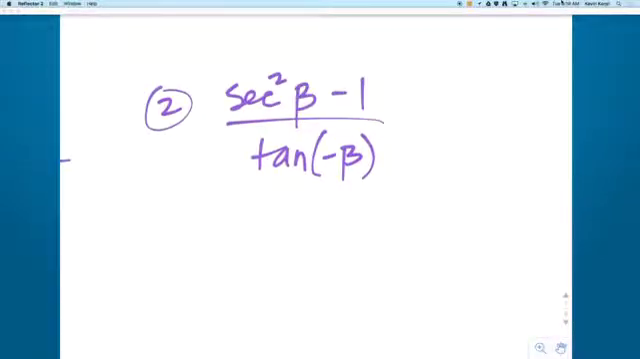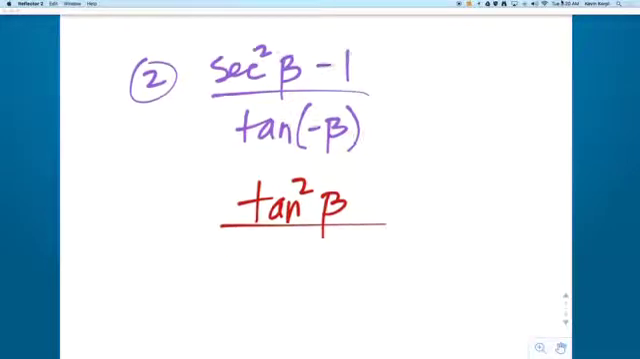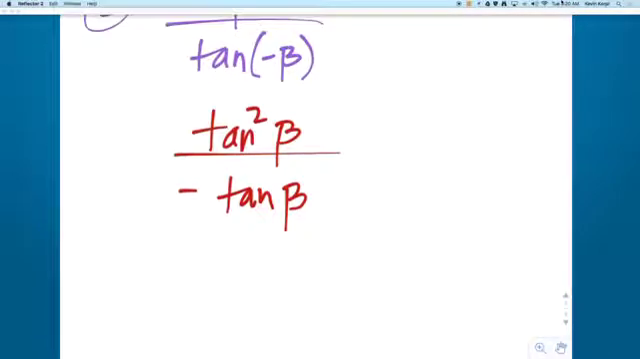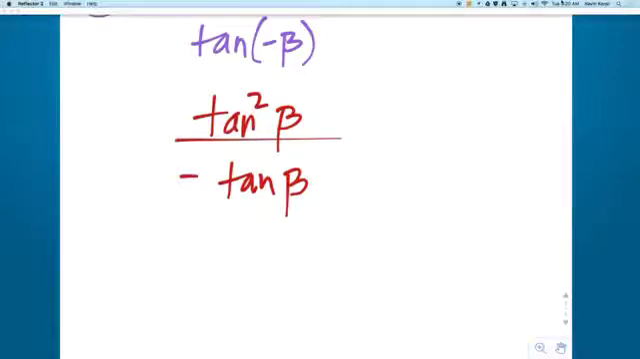Phipps, what'd you do first? Yeah, you don't want to call them the PIDs. That's fine. It's a Pythagorean identity. It's baby PID number 1. It's equal to what? Tangent squared of beta. Good. And the bottom, we have a negative beta. So that's the same as negative tangent of beta because it's even odd identity. And then one of the tangents divides out, and you're left with negative tangent of beta.